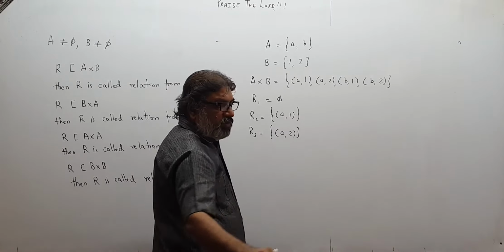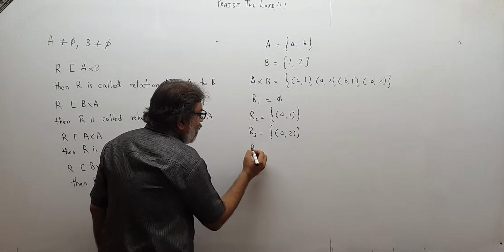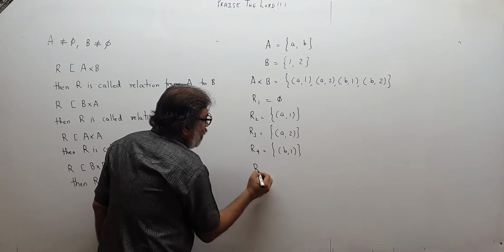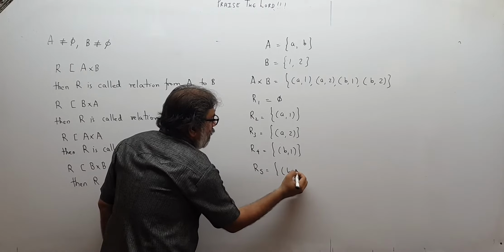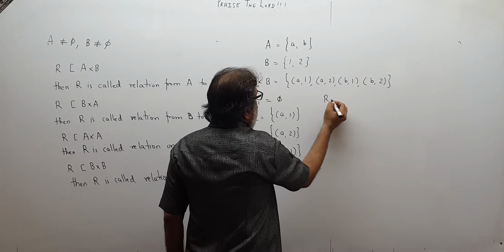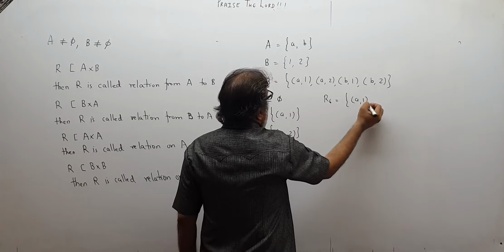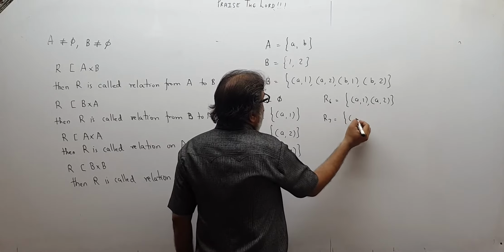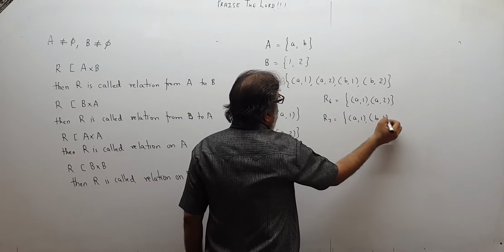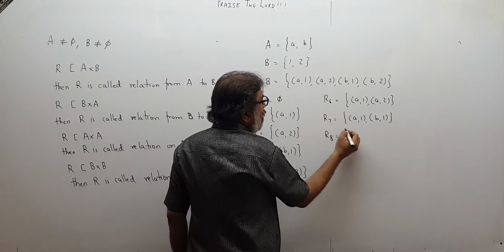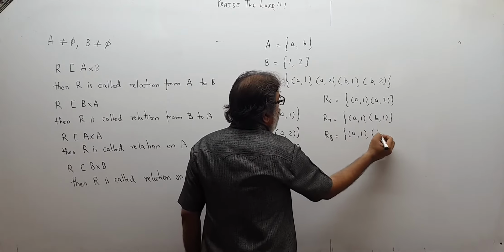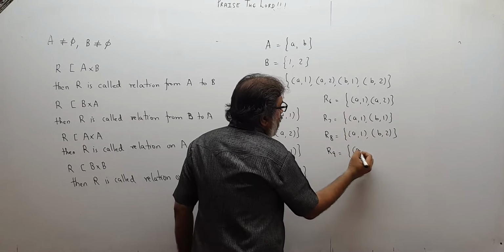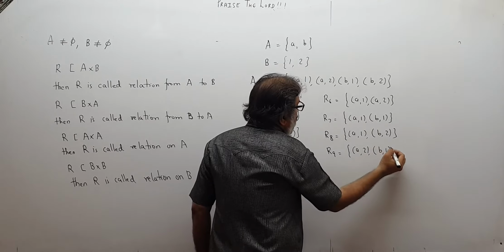Any subset of A cross B. You know how to make subsets. R4, fourth relation can be b1. Fifth relation can be b2. Sixth relation can be a1, a2. I take 2 now. R7 can be a1, b1. R8 can be a1, b2. R9 can be a2, b1.